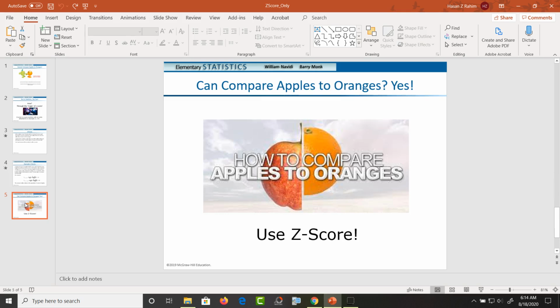So can we compare apples to oranges? Yes, in statistics. How? By using the z-score.